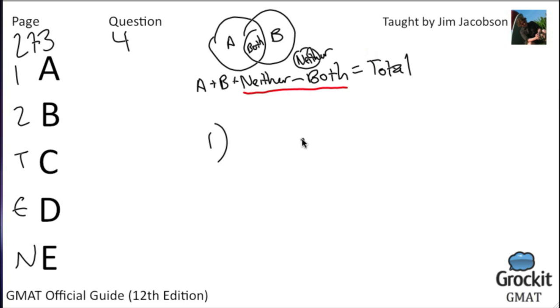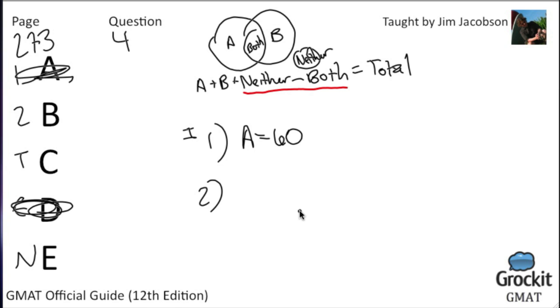Statement 1. In College X, there are 60 students enrolled in a chemistry course. So let's just say that that's A. A equals 60. Remember, we need A, B, and the total for sufficiency. So statement 1 on its own is going to be insufficient. It's not going to be A, and it's not going to be D.